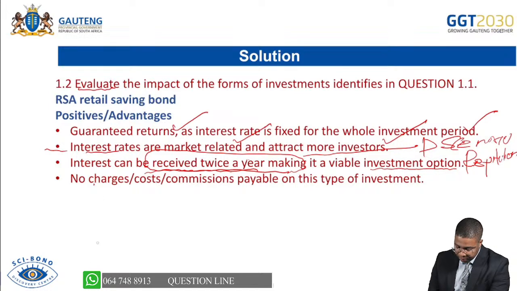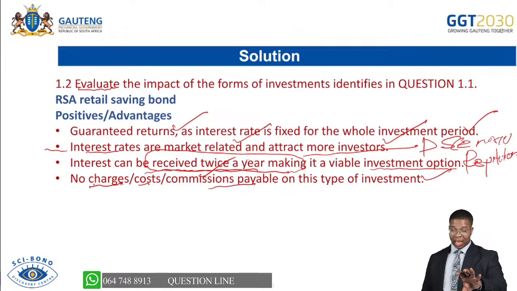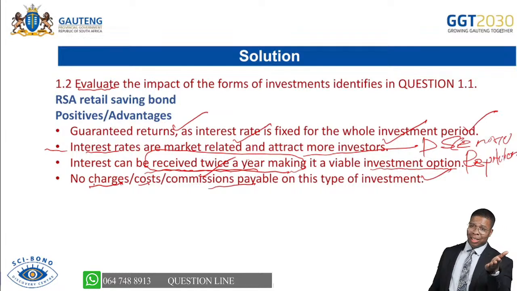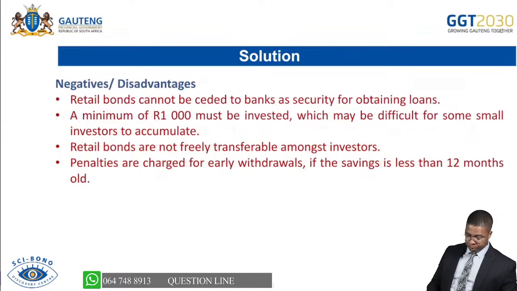Then, another advantage for investing in this form of investment is that there's no charge, cost, or commissions payable in this type of investment. So that makes it an advantage, because when you take 100,000 to the RSA Retail Savings Bond as a form of investment, it will be invested as the full 100,000. Unlike when you take it to a bank, whereby you take 100,000, they will charge you admin fees, they will charge you the cost and other commission fees for bringing the investment to them, which will reduce the original capital amount from 100,000 maybe to 97,000 or something, depending on the charges. So it is an advantage to have no charges, costs, or commissions payable on this type of investment.